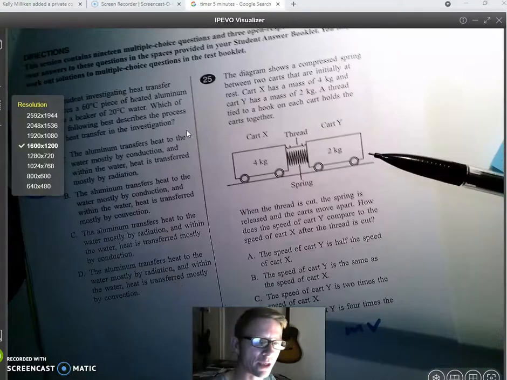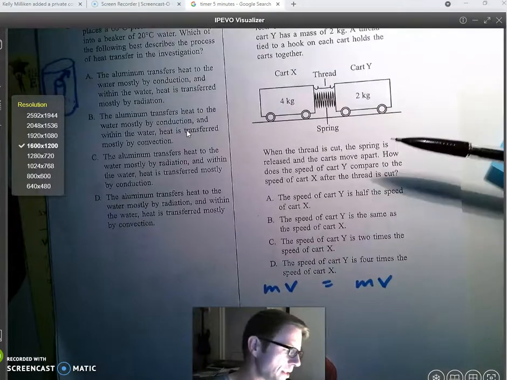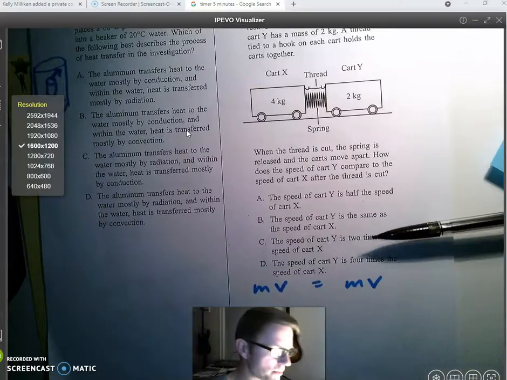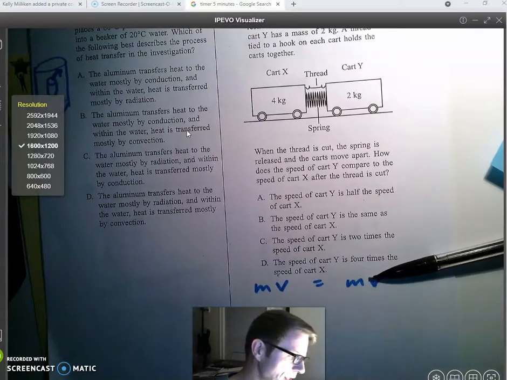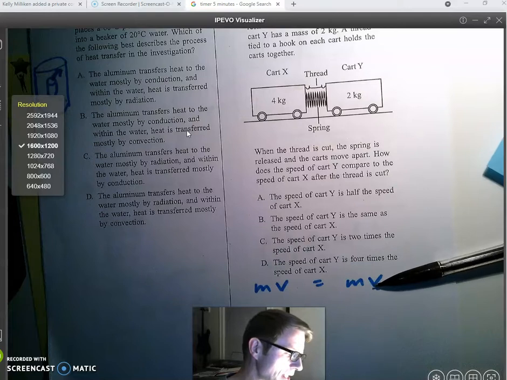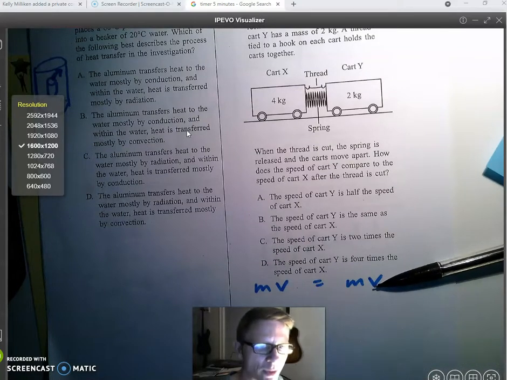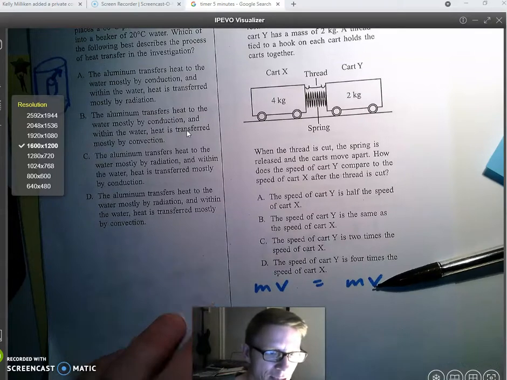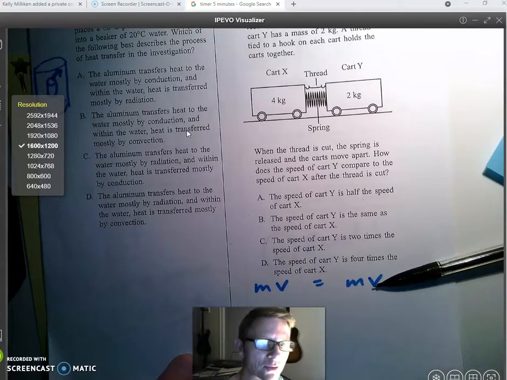Number 25, they need to have the same momentum. If they're going to have the same momentum, mv is going to be equal to mv. So the answer is going to be C because we need cart Y to be going faster than cart X, and it's half the mass, so it's going to have twice the speed.